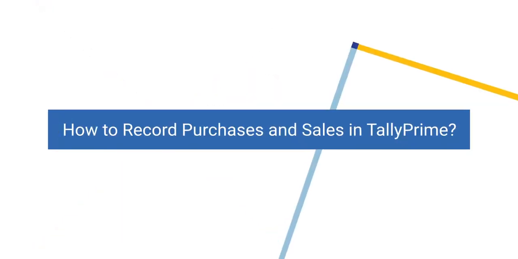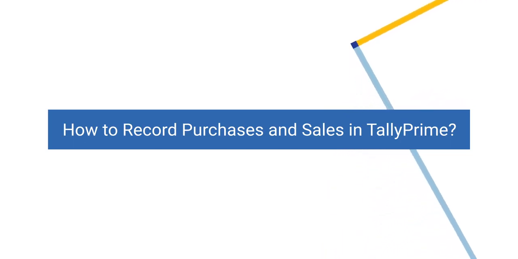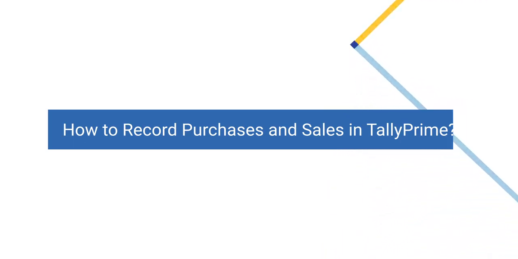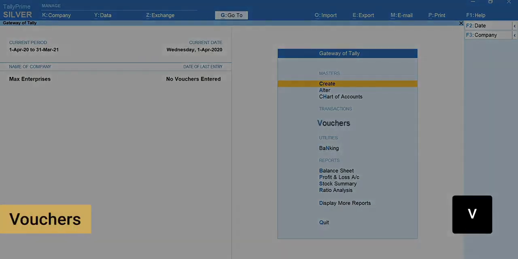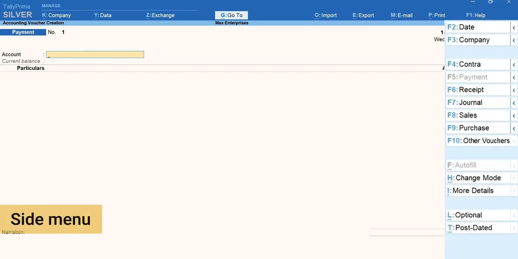In this session, you'll learn how to record purchases and sales in Tally Prime. Let's first record a purchase. Press V for vouchers. Here is a quick tip for you. You can simply toggle between different voucher types using the keys available in the side menu.